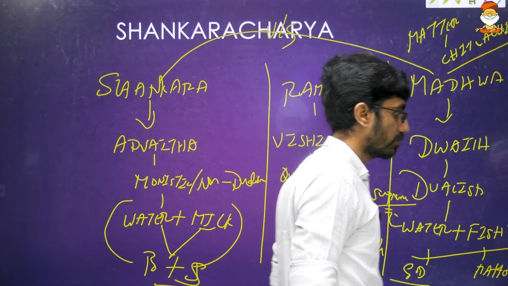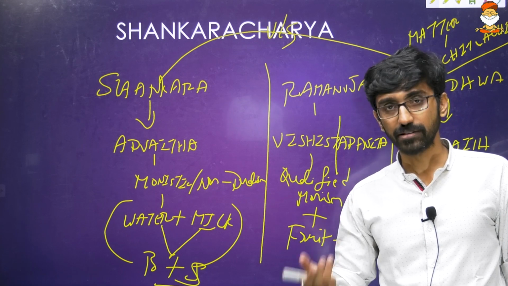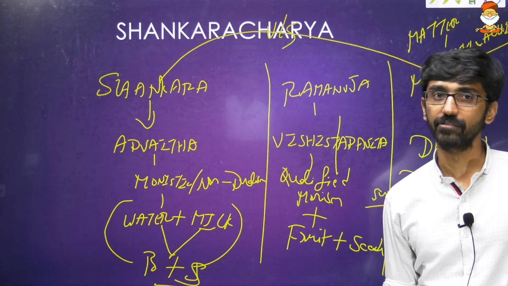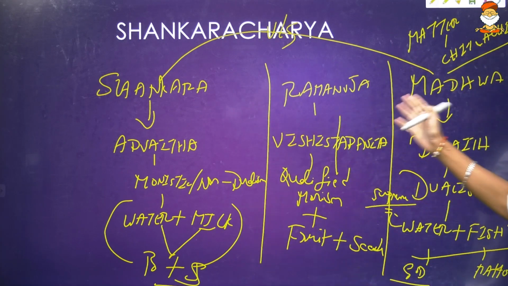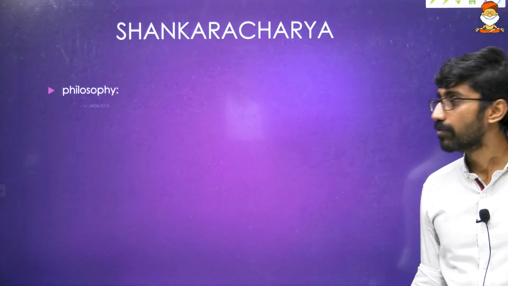Chit and Achit. Water can also be called matter, and matter can also be called Chit and Achit. That is, living beings are Chit, non-living beings are Achit. So Shankaracharya, Ramanujacharya as well as Madhvacharya, again, we will revise this philosophy.